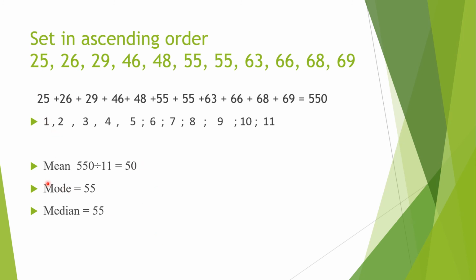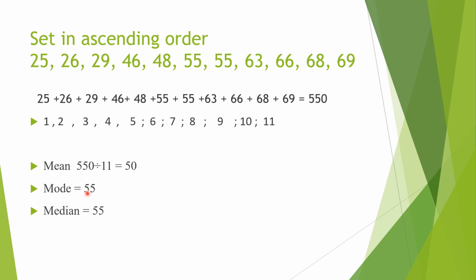Now, the mode. The mode is the one that occurs the most, the one in the set that you find the most of. So let us start. We have 25, 26, 29, 46, 48, 55, 55, 63, 66, 68, 69. Because each other number only occurs one time, and 55 is the only number that occurs two times, 55 occurs the most in the set. As a result, the mode is 55, the one that occurs the most in the set.